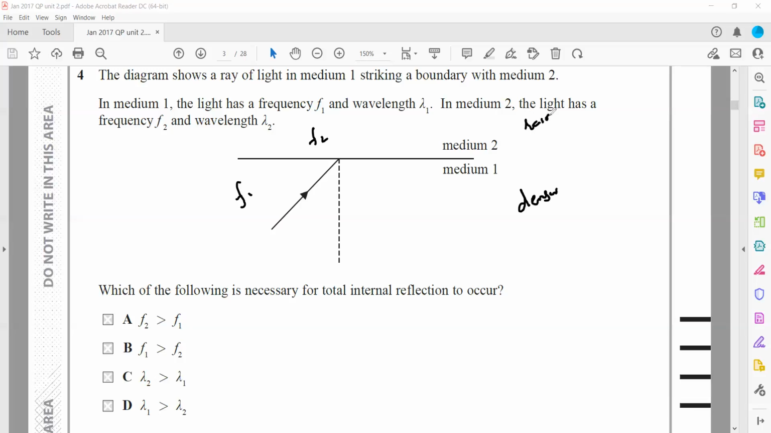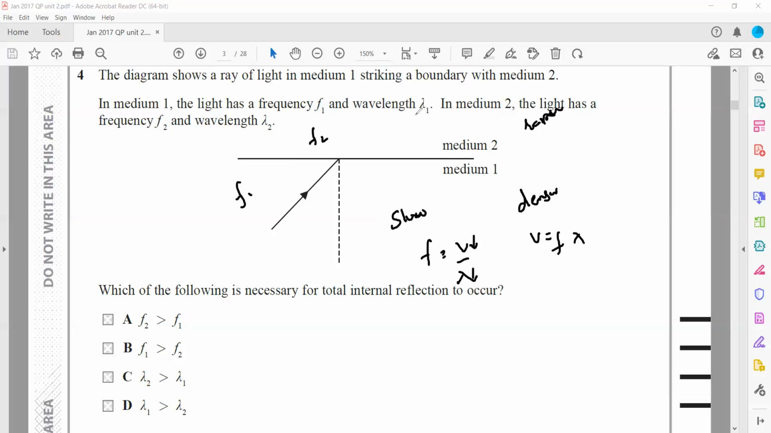And here is a rarer medium, like low density. Light should strike a denser to rarer boundary. Because in a denser medium, the light is traveling slower. So we have the formula v equals f lambda, so frequency should be equal to v divided by lambda. So if the speed is slower, the wavelength should also be smaller so that the ratio won't change.